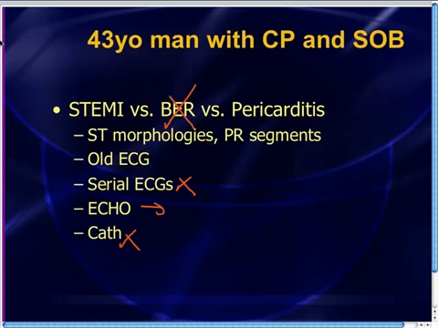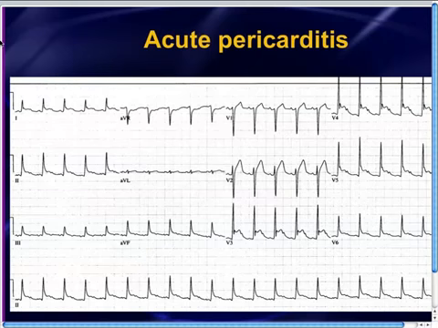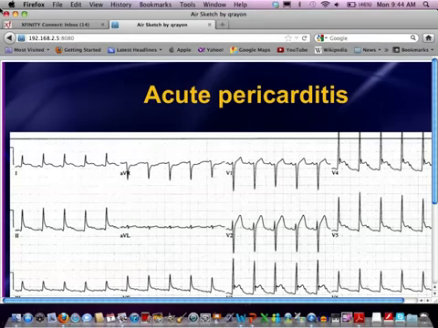And you know what the echo showed? It showed a big pericardial effusion. And so this ugly, ugly looking EKG, it turns out, was nothing more than acute pericarditis rather than a large MI. Clinically, it was not an easy call because this patient looked really, really sick. He looked extremely uncomfortable. And so it could very well have been a massive MI in this particular case.